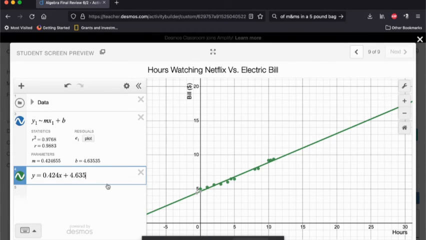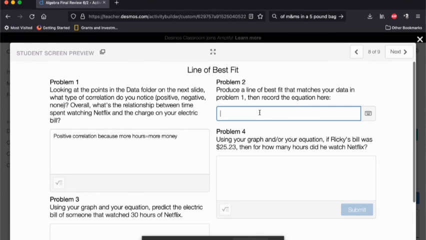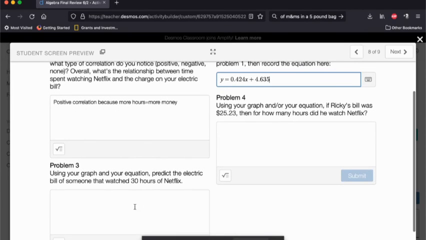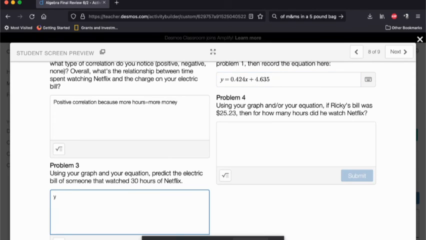So now we have our equation. Just remember, this isn't our equation. This is just telling Desmos to make us a line of best fit. I have to actually put it into equation format. All right. Problem 3 is saying, if we watch 30 hours of Netflix, because we know our x-axis stands for hours, we could always do this, to make it nicer. And then when we solve that, it's going to give us the answer we're looking for.